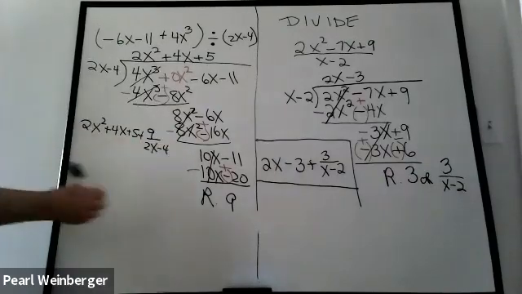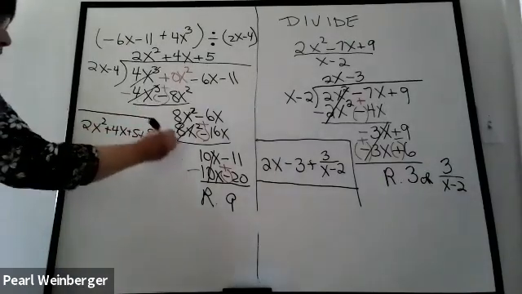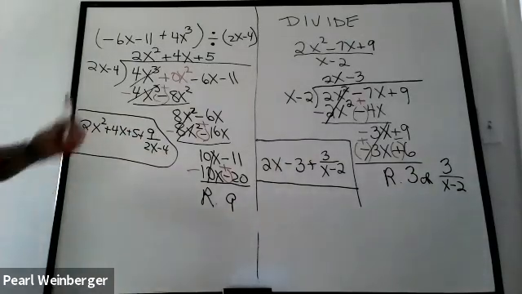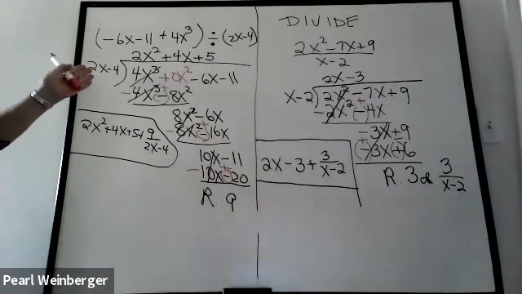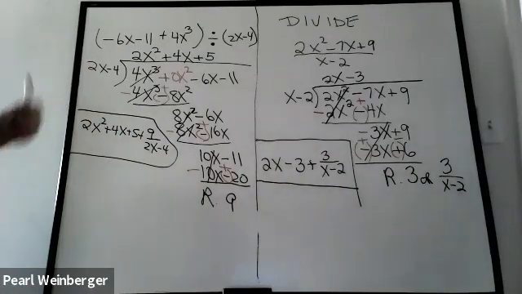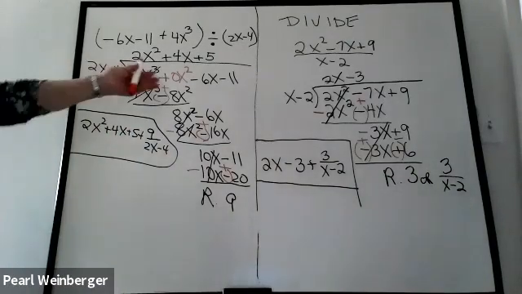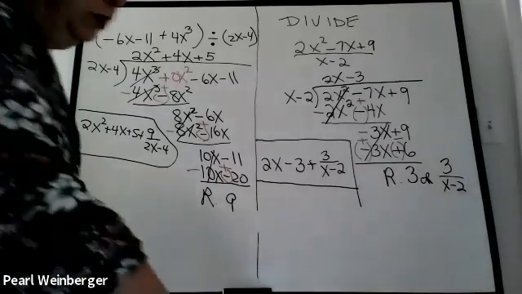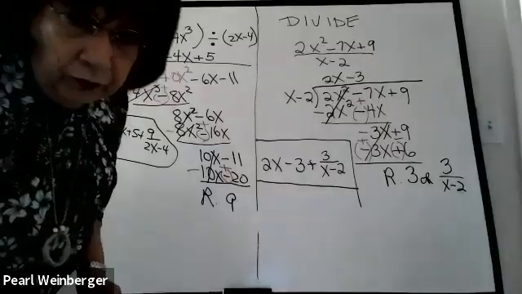minus 4. If there is no remainder, if it turns out the remainder is 0, it means that the divisor was actually a factor of the original expression, and it goes in evenly. Does anybody have a question before I give you one to try on your own?